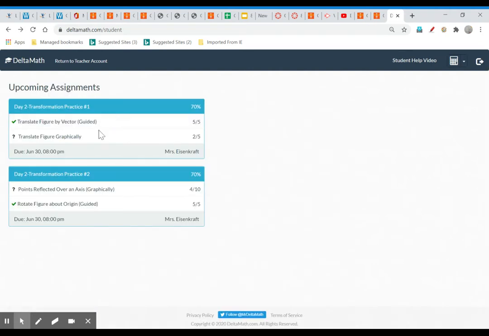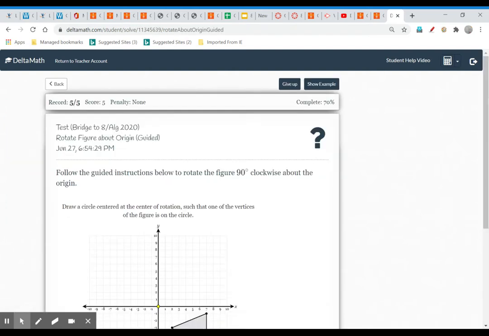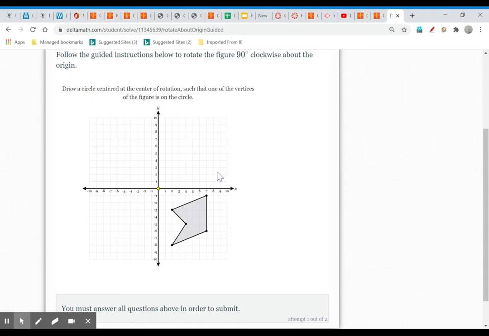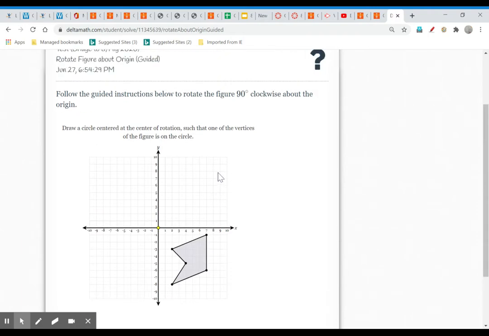Now, if we go to the next 5, rotate figure about the origin, this is a really good one to look at visually with rotations because they can be the most frustrating. So again, this is just exploration. So don't get too frustrated if you're getting them wrong. It's mainly for exploration and to sort of visually see what's happening when you rotate something on the coordinate plane.